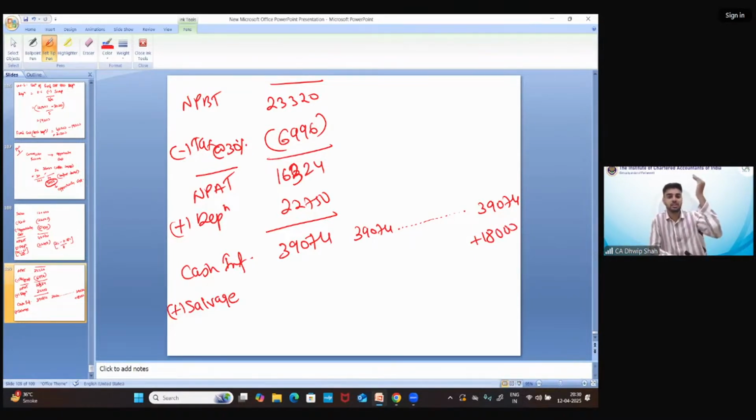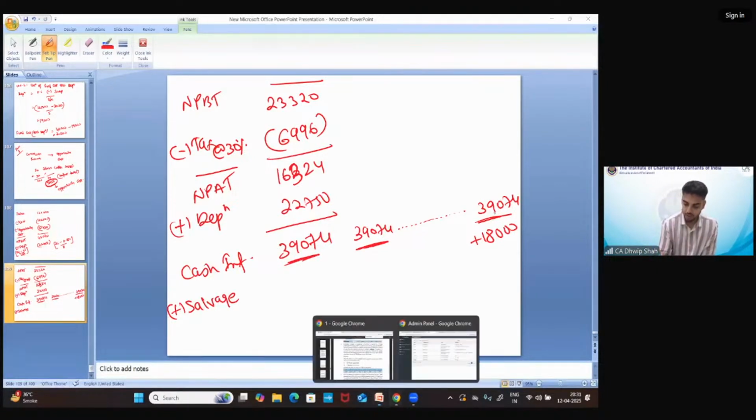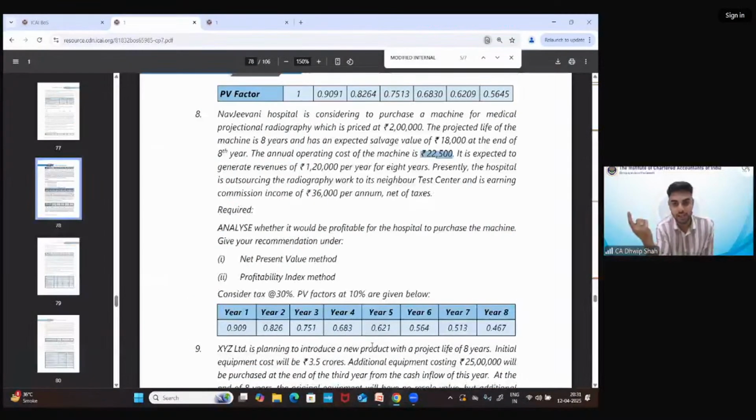इसमें every year stream of revenue same है, stream of cost same है, stream of depreciation same hai. So every year my cash inflow would be 39,074 only for all the 8 years. But 8th year mein I have to add salvage as well. Followed? Then you have to simply discount the cash inflows. You are given the discounting factors as well. इससे multiply करो, NPV निकालो and PI निकालो. And then decide whether the company should purchase the machine or not.